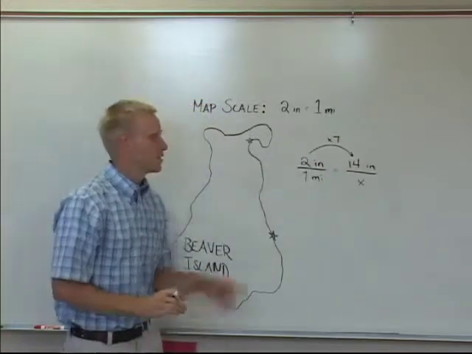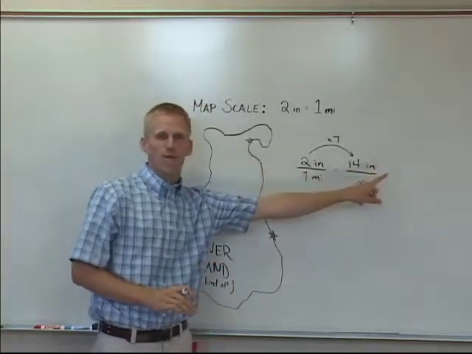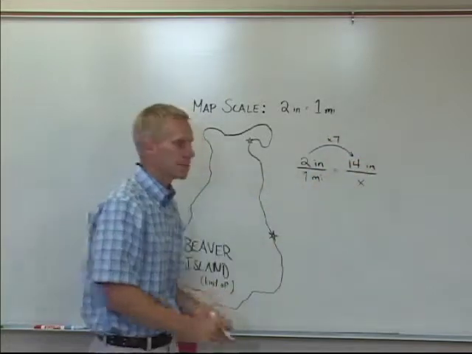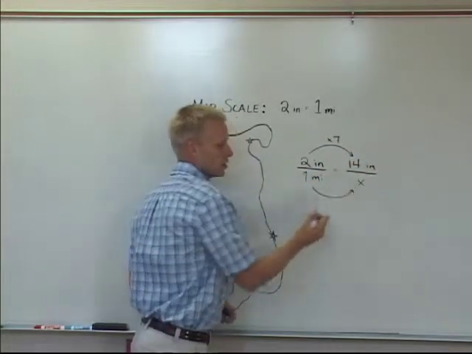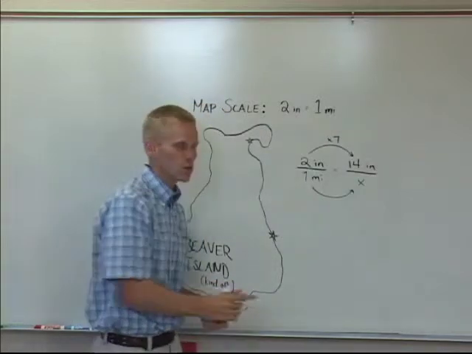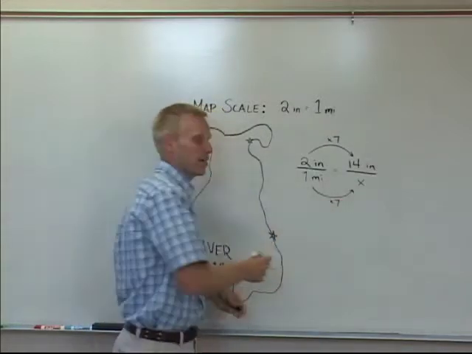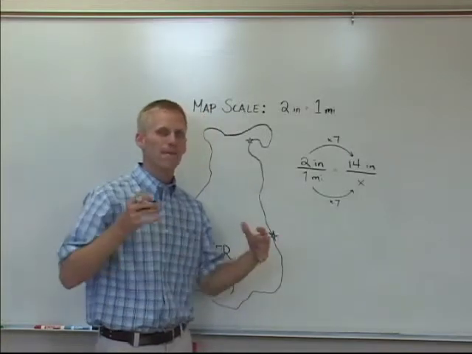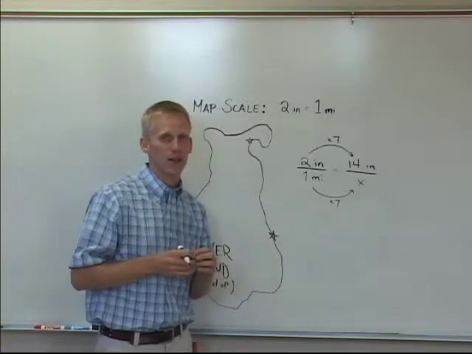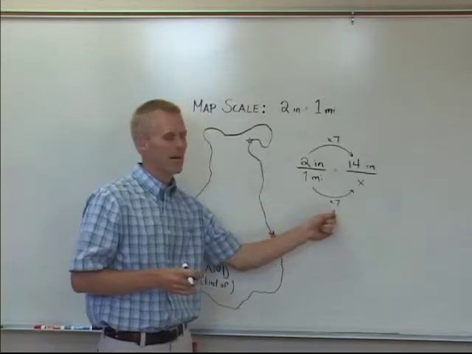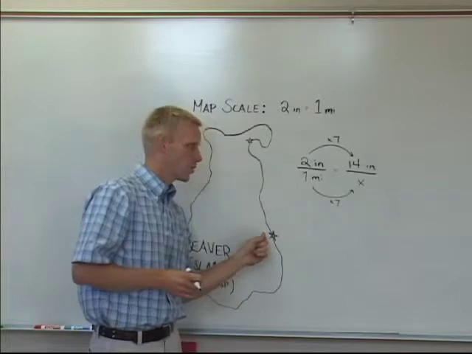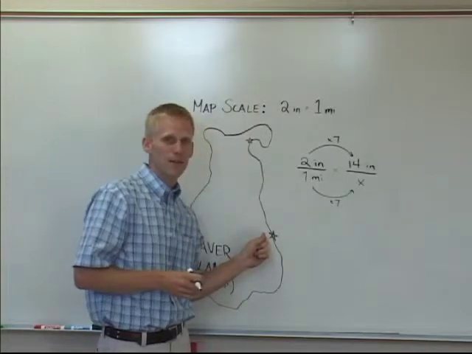We can see that 2 became 14. So if it grew by 7 times, that means our denominator has to grow by 7 times as well. That's how similarity works. If something is increased by a scale factor, everything is increased by that scale factor. 1 mile times 7 shows us that the distance from the ferry to our campground is 7 miles.